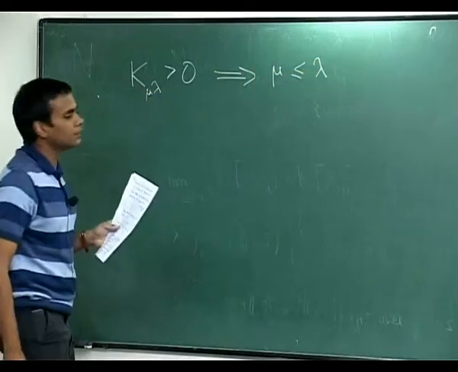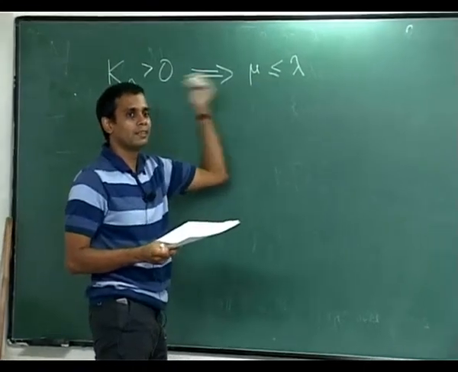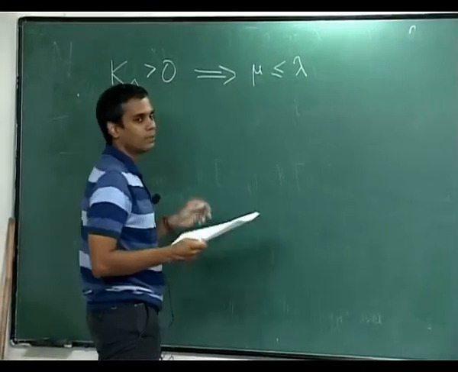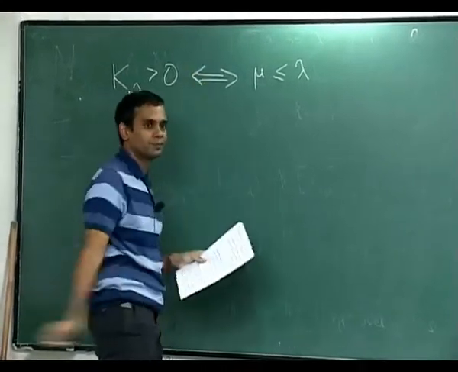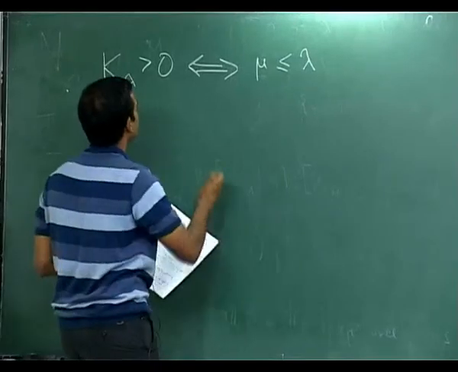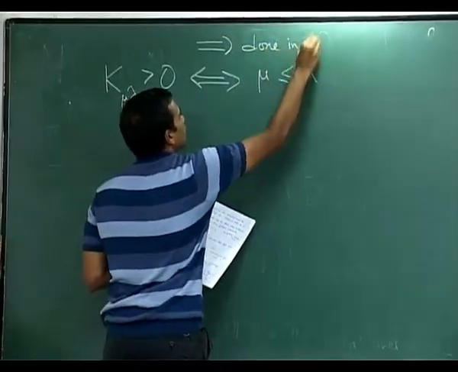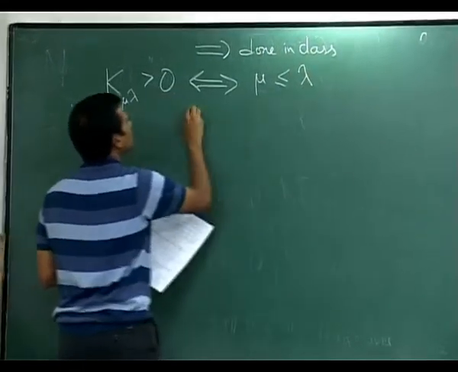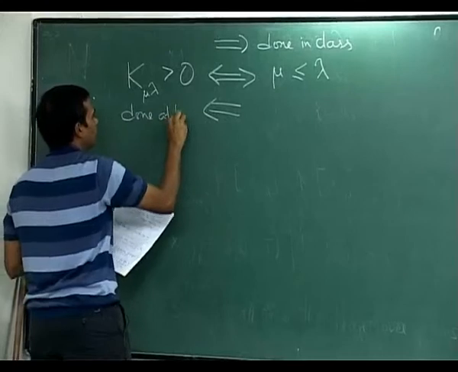A slightly harder thing to prove is that if mu is less than or equal to lambda, then k mu lambda is actually greater than 0. So that will be a homework problem for you. This was done in class. This will be done at home.